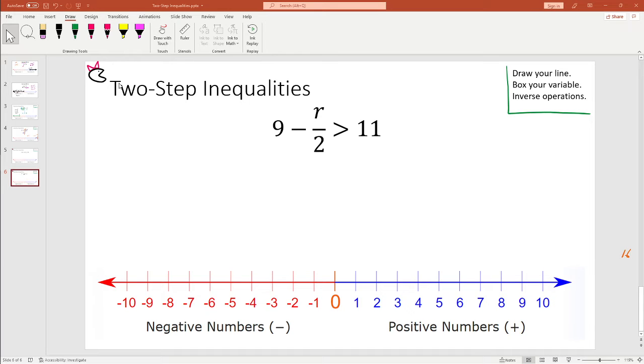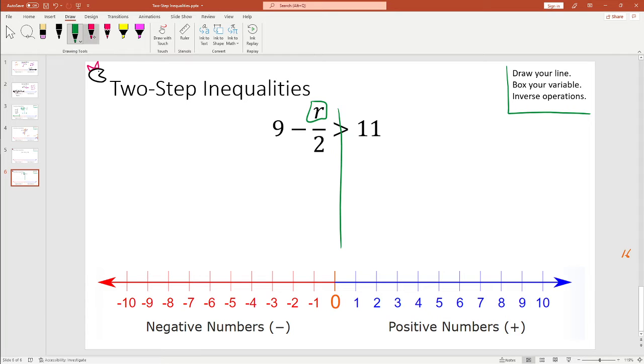So let's talk about two-step inequalities. Last video we talked about one step. Now we're going to move on to two-step inequalities. So you'll see in the top right, we still have our same steps, right? We're going to draw our line. We are going to box our variable. And you'll notice I'm using green. It seemed like a lot of you guys wanted me to use green. And we're going to do our inverse operations.